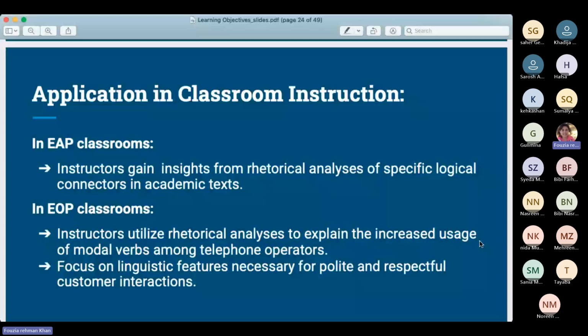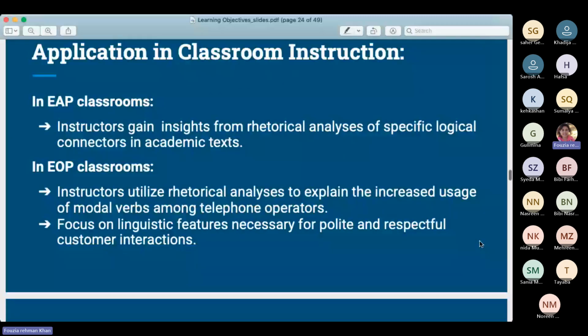It can be used for teaching and training telephone operators how to be more polite, how to use modal verbs, and how to converse with their clients and customers whenever they are talking to them on the call. Okay, and this can also be part of the learning objectives, how to develop a course that has linguistic features that might be necessary for polite and respectful customer interaction. So these are just examples, okay, for different kinds of analysis.